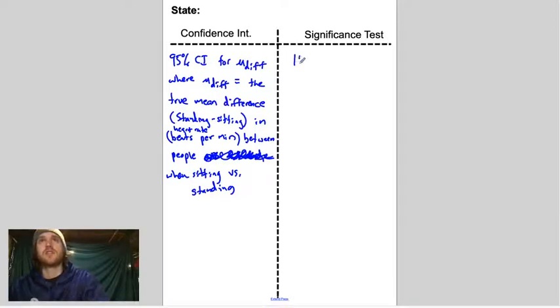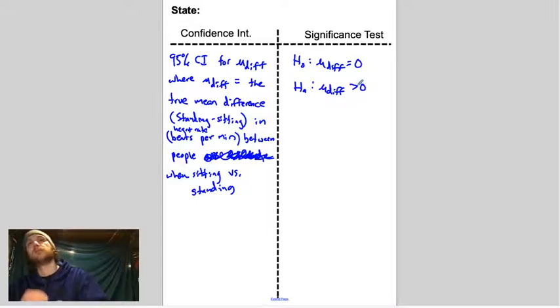Okay, for a significance test, we state H naught: mu diff equals 0. Okay, H A then, let's see. The argument coming into this is we're testing to see if standing makes it larger. Since we're doing standing minus sitting, we would be testing mu diff is, go ahead and take a shot at it before I write it. It is greater than 0. Okay. We're testing to see that it's greater than 0. So we're doing a one-sided test.